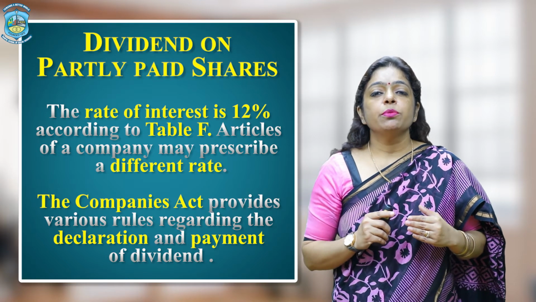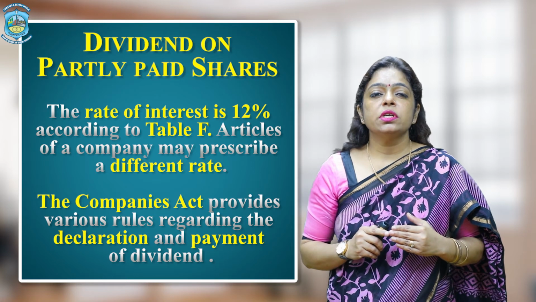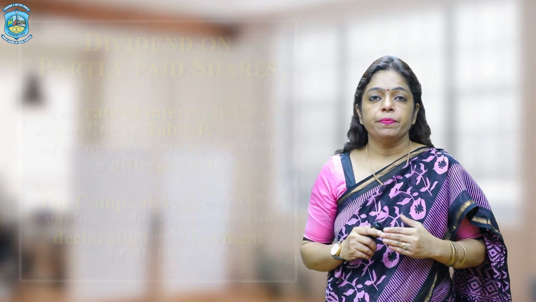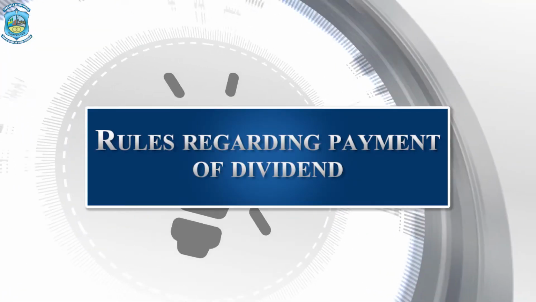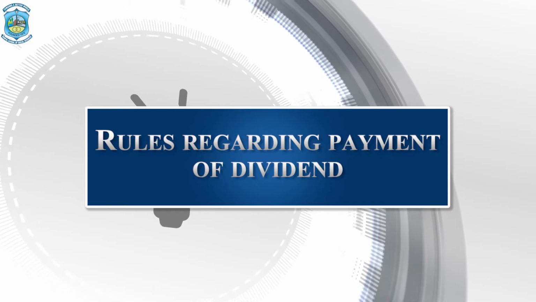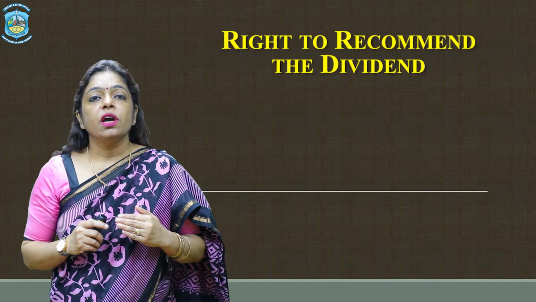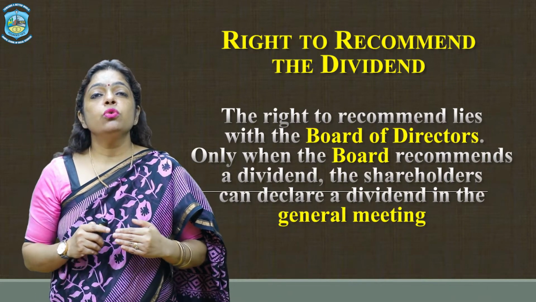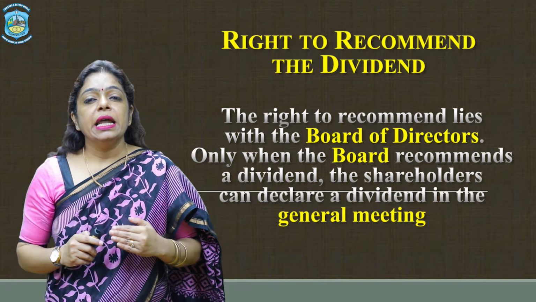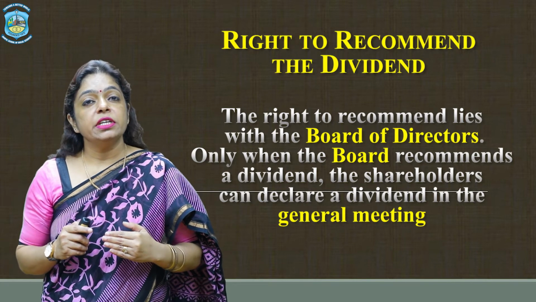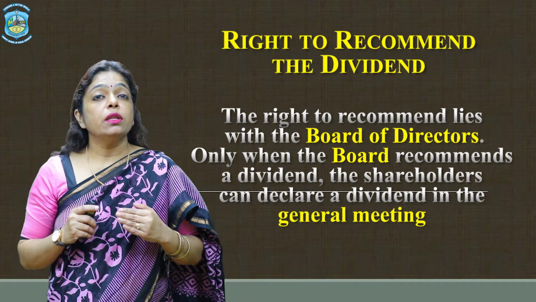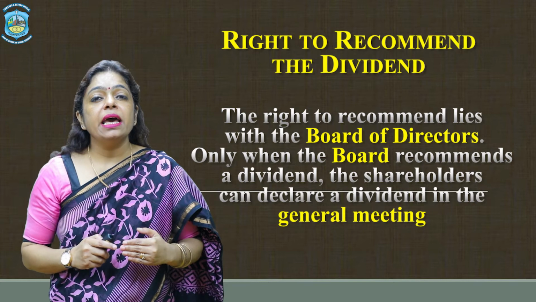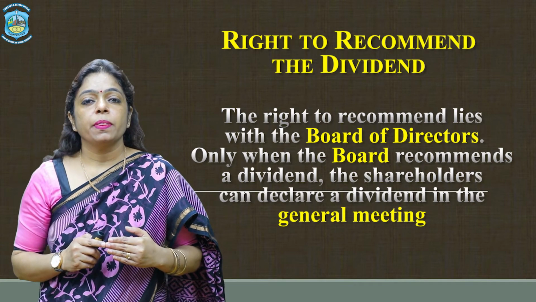The Companies Act provides various rules regarding the declaration and payment of dividend. So now let us look at the rules regarding payment of dividend. Number 1. Right to recommend the dividend. The right to recommend dividend lies with the Board of Directors. Only when the board recommends a dividend, the shareholders can declare a dividend in general meeting.